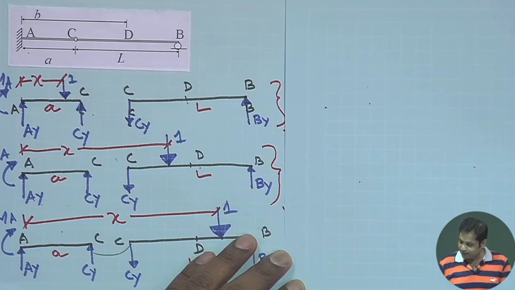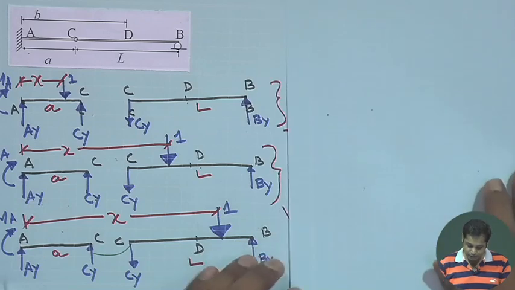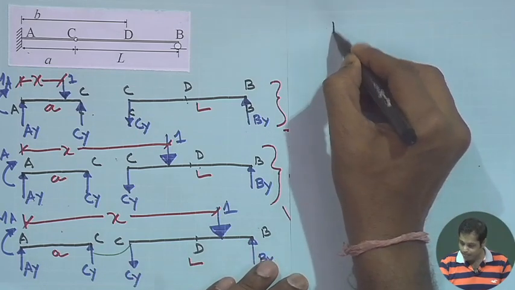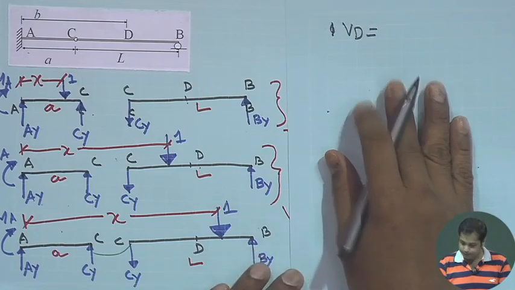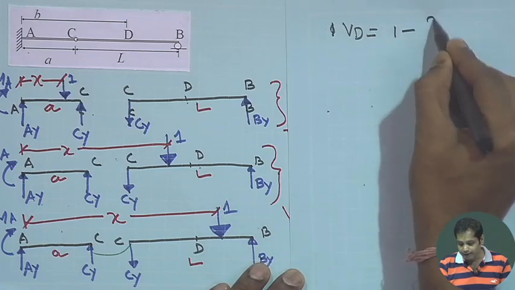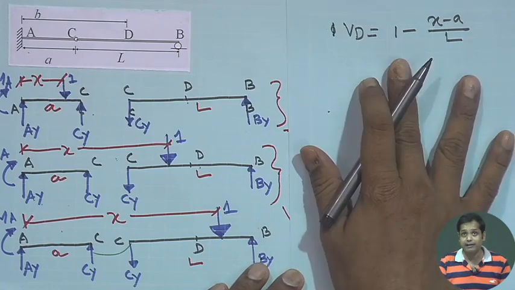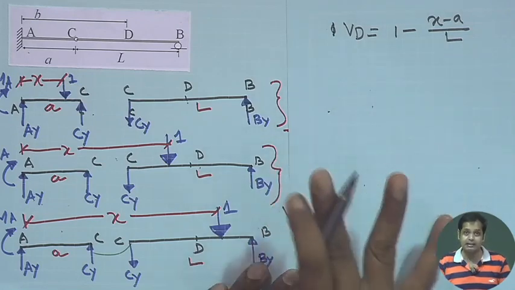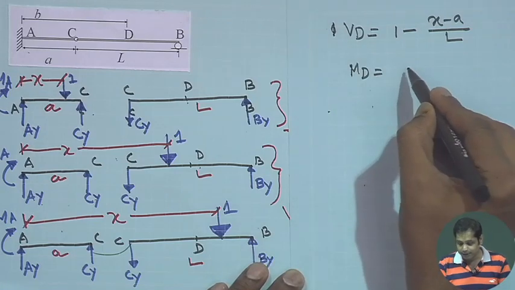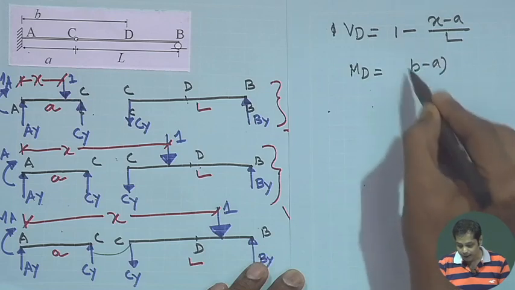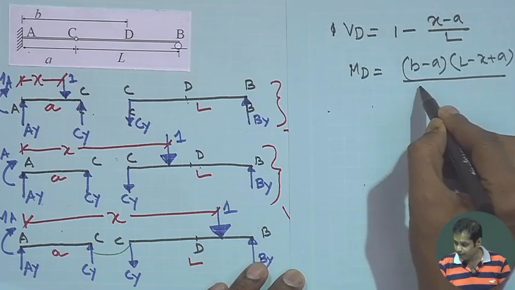Again we apply the same concept and find out the moment. The expression for moment will be, first Vd will be 1 minus (x minus A) by L. I am not doing this calculation, this is the final result I am writing, because we have done this exercise many times in previous classes. Now, Md is equal to, we will get (B minus A) into (L minus x plus A) by L.